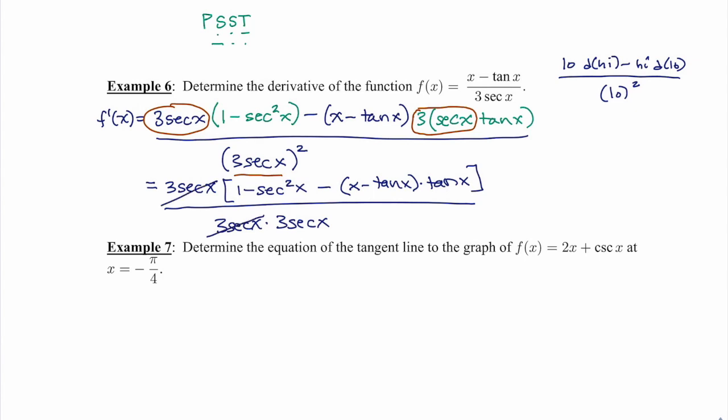And then I'm noticing that I feel like I have potentially a trig identity in the numerator that I could clean up a little bit. So let's keep going with that. So we have 1 minus secant of x squared minus x times tangent of x, because I'm distributing this tangent here. And then it looks like I would have plus tangent of x squared.